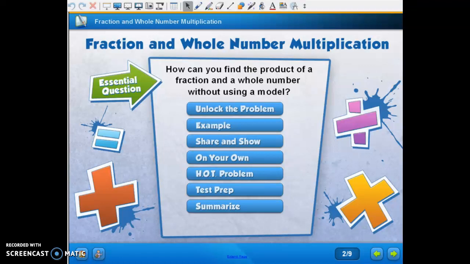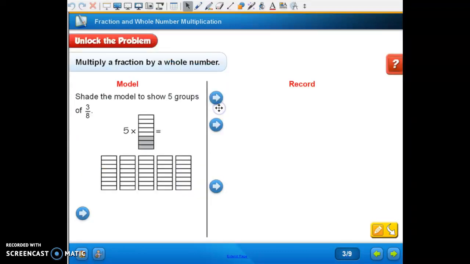Okay, today we're working on Math Lesson 7.3, page 299. How can you find the product of a fraction and a whole number without using a model?